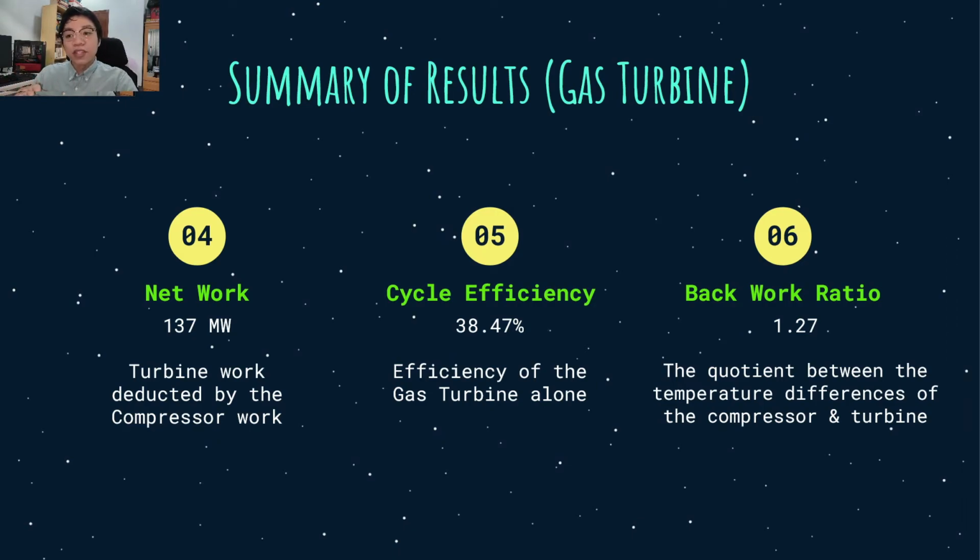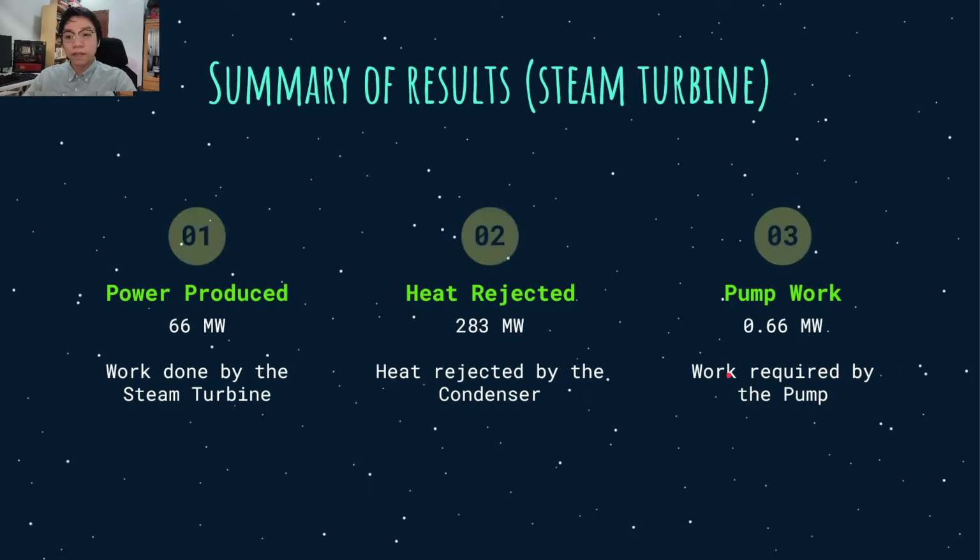The cycle efficiency of the gas turbine cycle alone is 38.47%, and we have a back work ratio of 1.27, which is the quotient between the temperature differences of the compressor and the turbine.